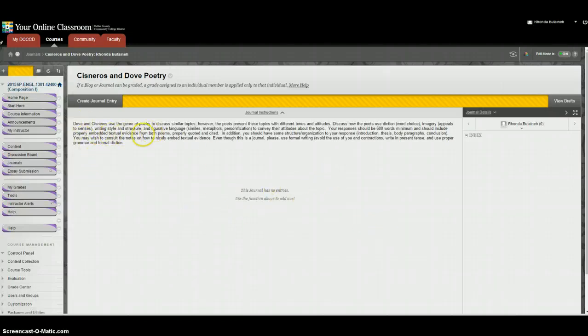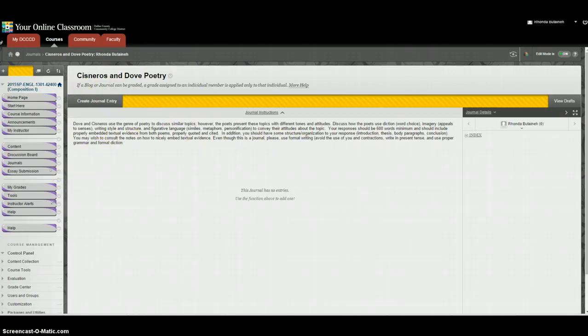Dove and Cisneros use the genre of poetry to discuss similar topics. However, the poets present these topics with different tones and attitudes. Discuss how the poetry's diction, imagery, writing style and structure, and figurative language convey their attitudes about the topic. Your response should be 600 words minimum and should include properly embedded textual evidence from both poems, properly quoted and cited. In addition, you should have some structure in your response.